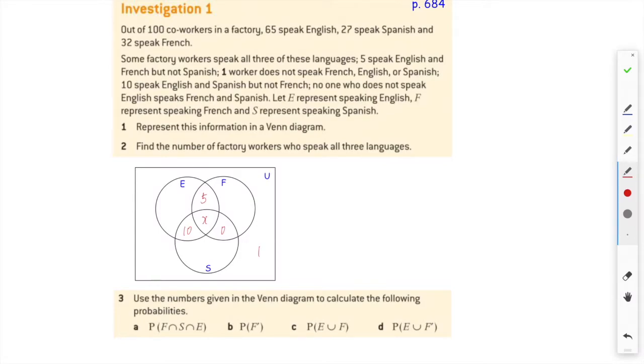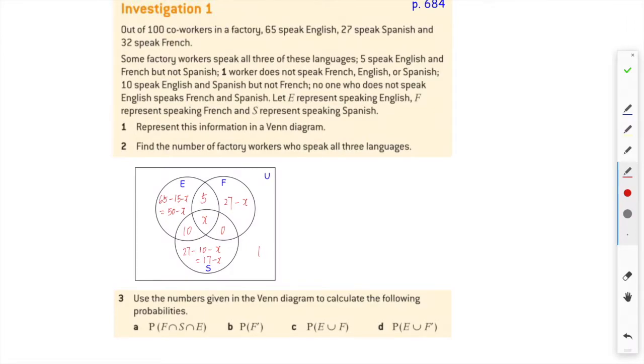In order to figure out what goes in the bigger regions, we can start with the 65 who speak English, but that also includes the 10, the 5, and X, right? So this is 65 minus 15 minus X, giving me 50 minus X in here. 27 speak Spanish, so this is 27 minus 10 minus X, which is 17 minus X. And then French is 32 minus 5, so that means 27 minus X goes here.